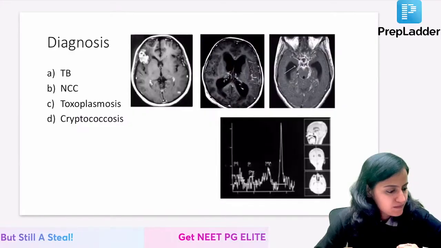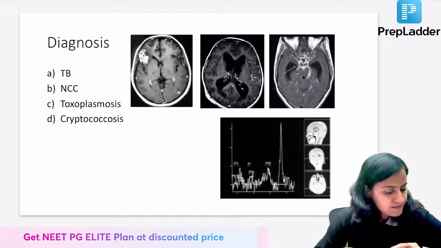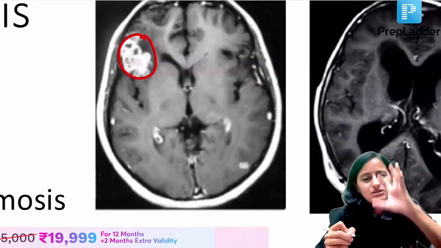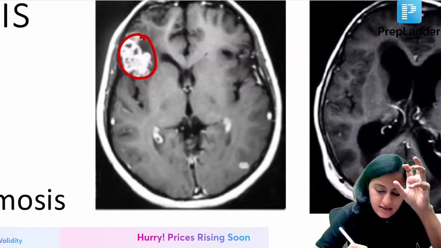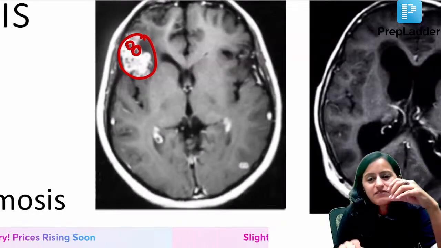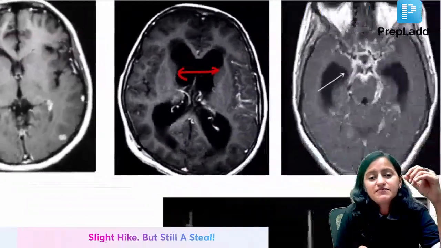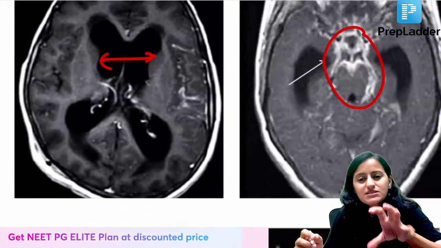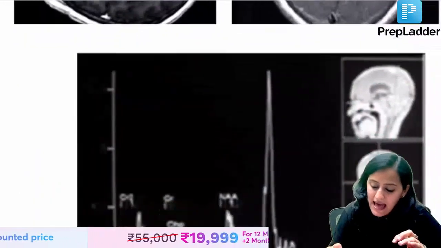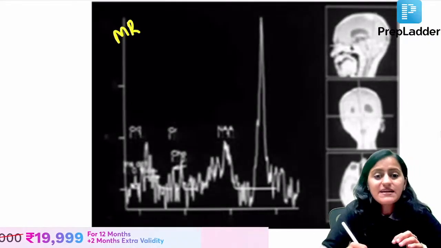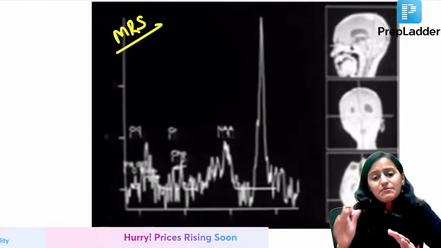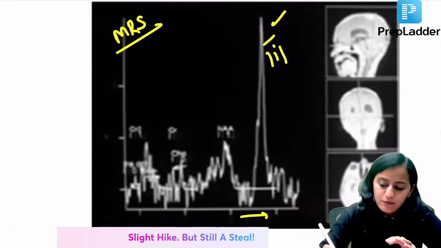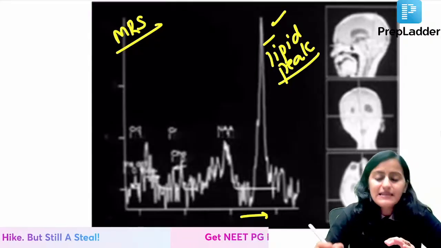Yes? Right, this is TB. Where do you see the conglomerate lesion? Multiple tuberculomas have come together. The tuberculomas are peripherally enhancing. They have come together. You see the hydrocephalus, dilated ventricles. You see the meninges, the thick enhancing meninges telling you there is meningitis. And they have given you what investigation is this? MR spectroscopy. In the MR spectroscopy, towards the right side of the graph, you are seeing a peak. What peak is this? This is a lipid peak.